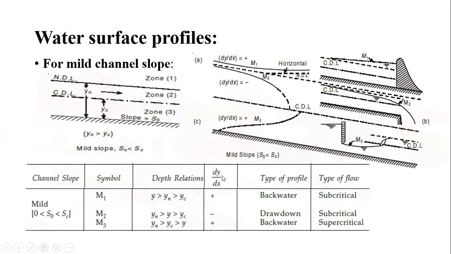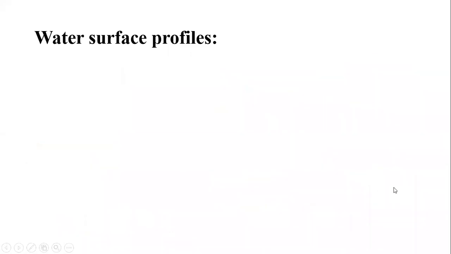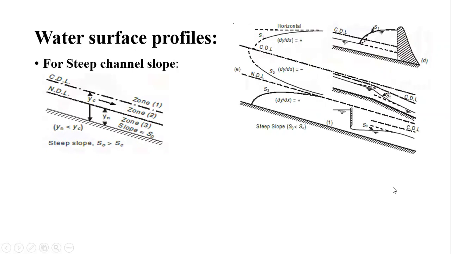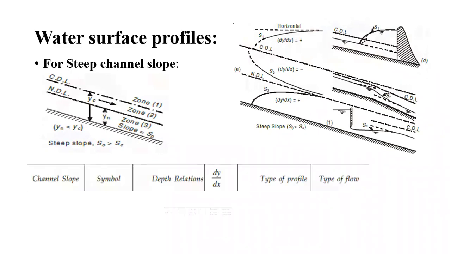Regarding the slope of the water surface, dy by dx is positive for zone 1, negative for zone 2, and positive for zone 3. It is applicable for all the channel slopes. After that, we had seen the steep slope where three regions exist, and three corresponding surface profiles also exist.